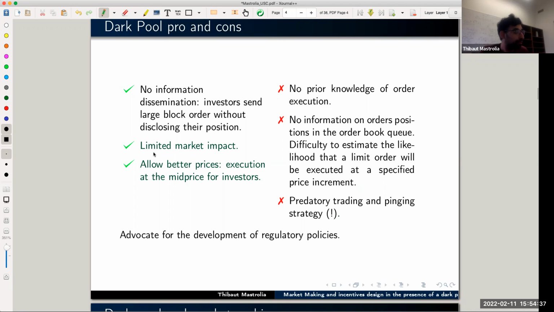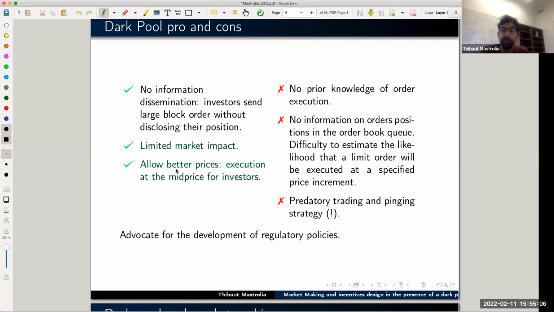So in the dark pool, of course, since there is no information, there is a limited market impact. I'm not saying that the market impact does not exist in the dark pool. It exists. There is a residual market impact, maybe mainly due to the fact that you also have a market impact in the lit pool. But it means that acting on the dark pool also modifies the fair value of the asset, and it allows better prices for investors.